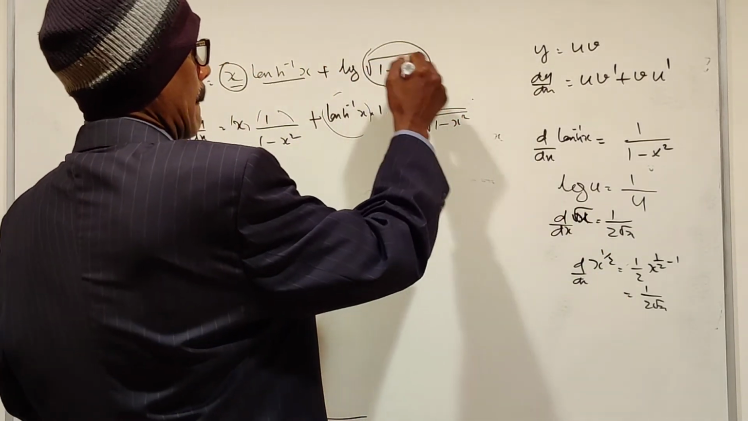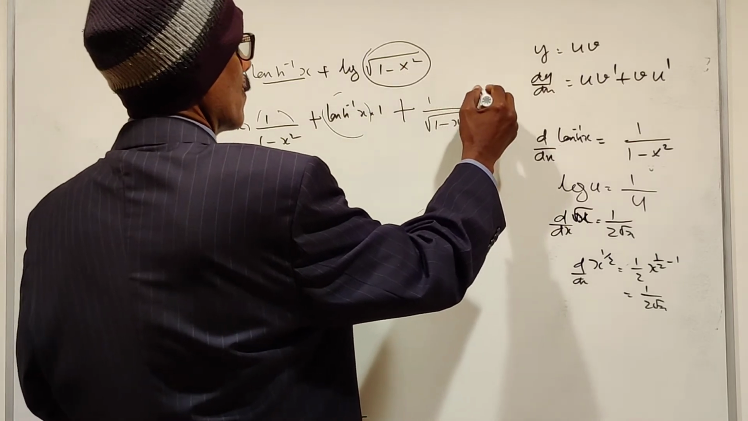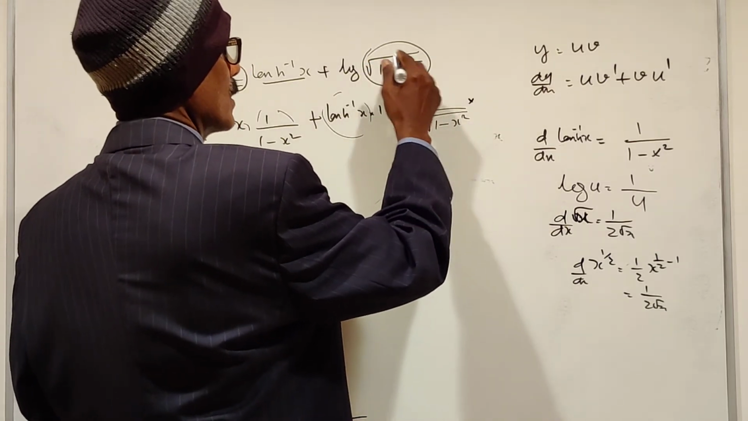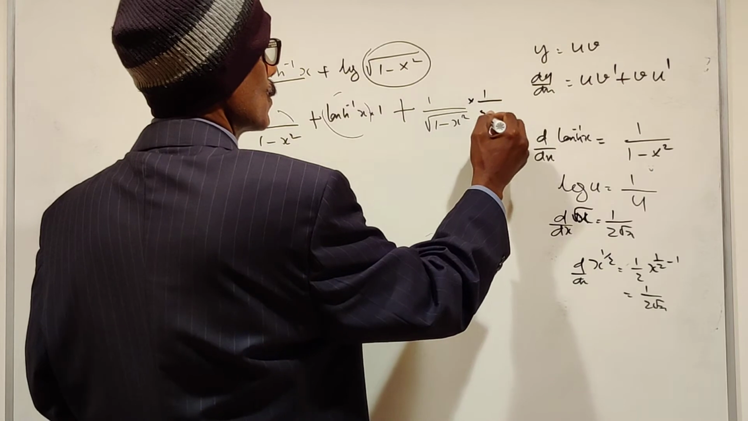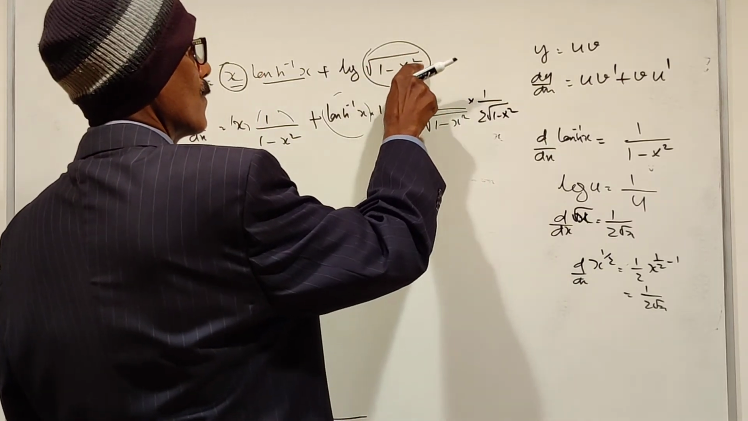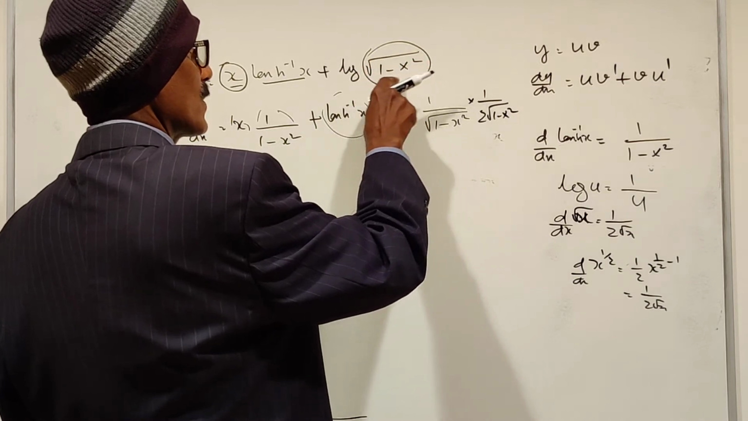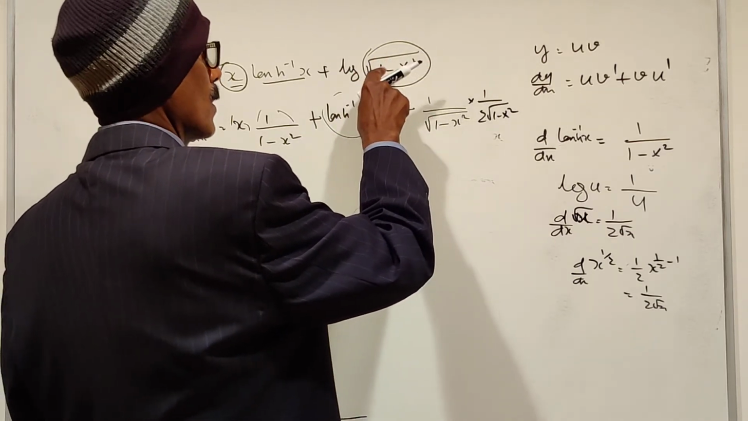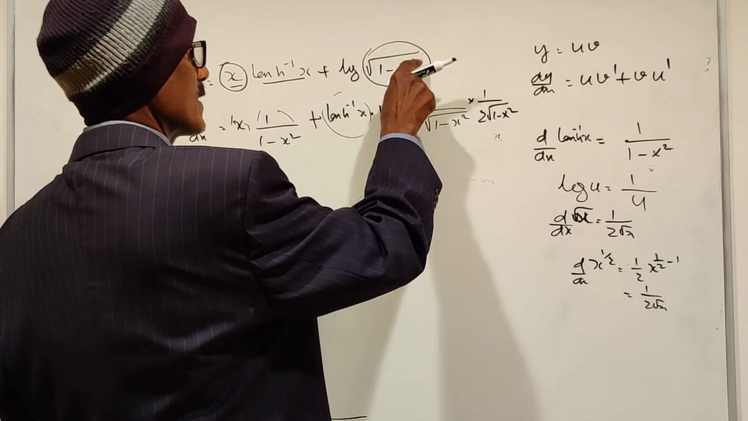Okay, that is again the derivative of this one, the square root, is 1 by 2 root 1 minus x square into the derivative of 1 minus x square. Again apply the chain rule. What is the derivative of 1 minus x square?